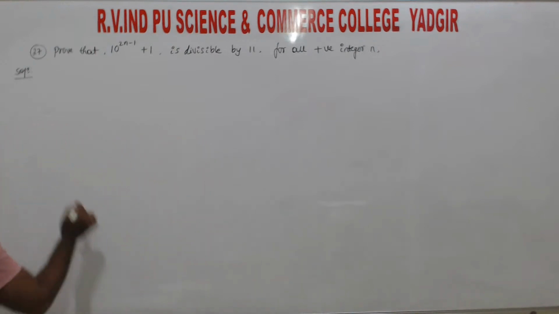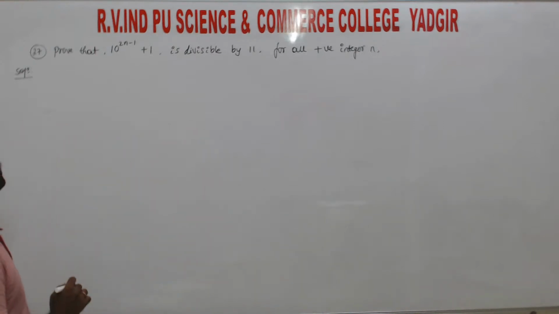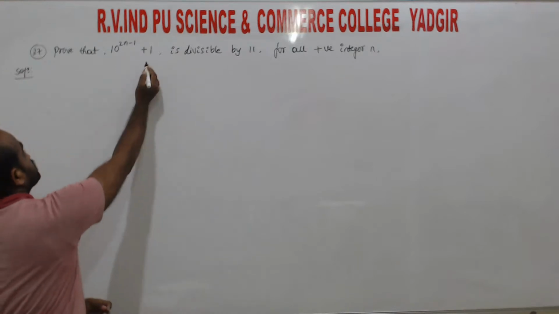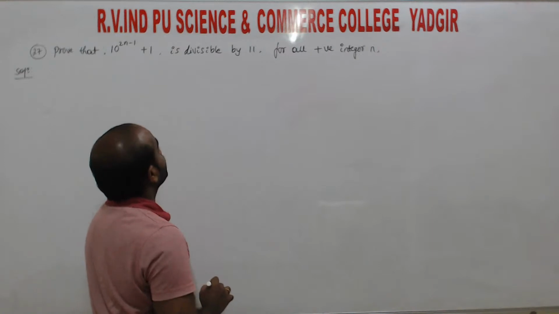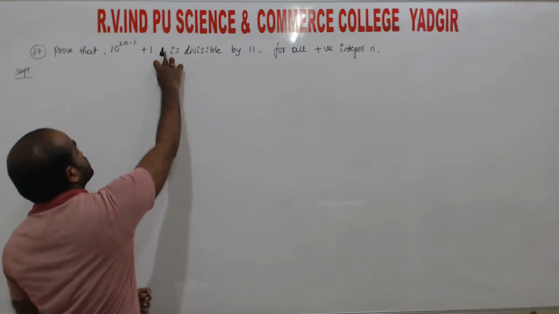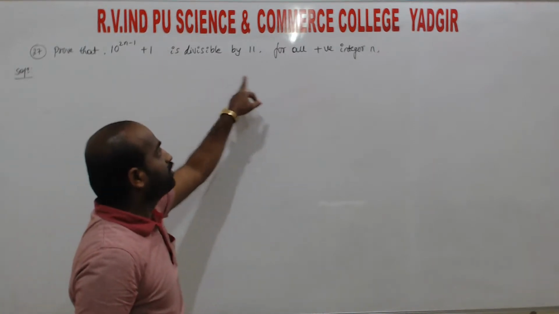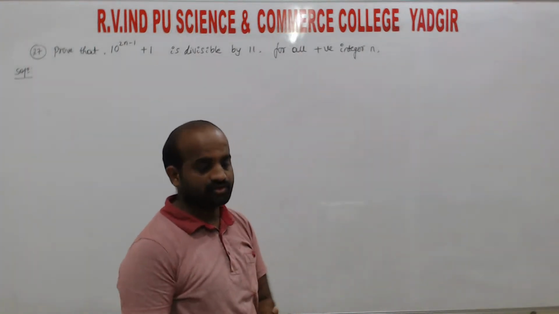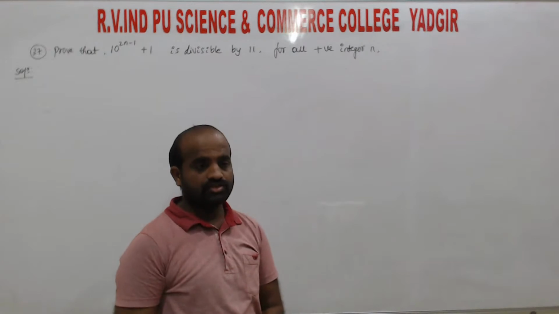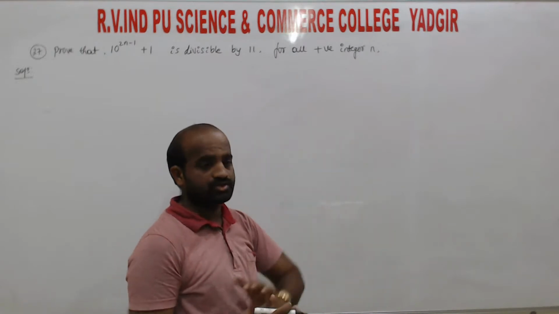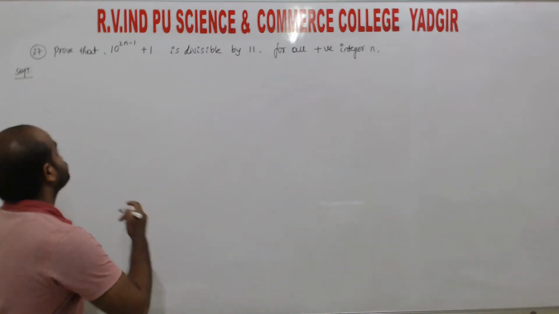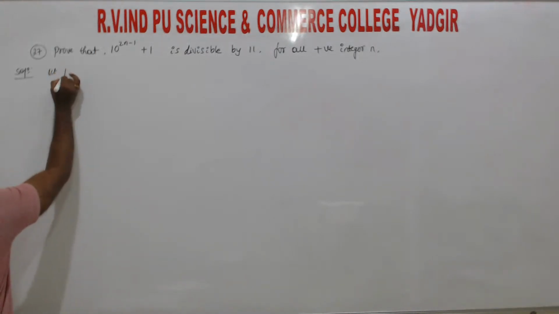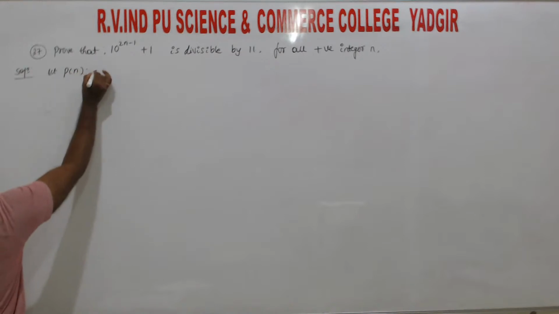Next question. Already 26 questions are over. Prove that 10 to the power 2n minus 1 plus 1 is divisible by 11 for all positive integers n. This means natural numbers, so for all n belongs to N. First, we have to write P of n with the given statement.